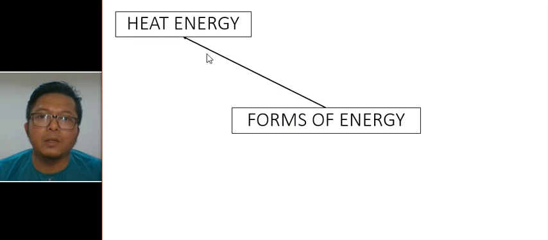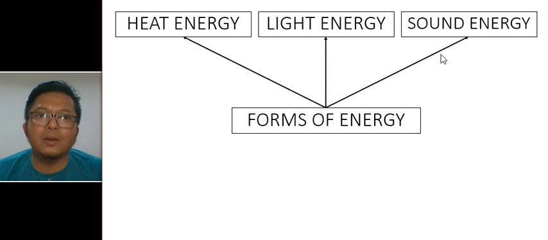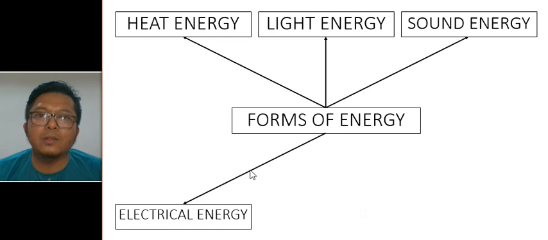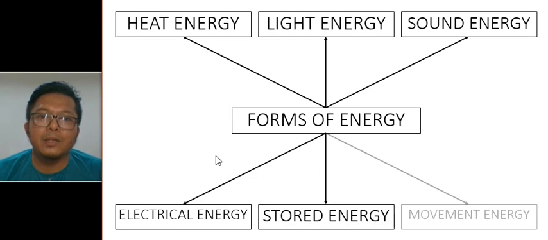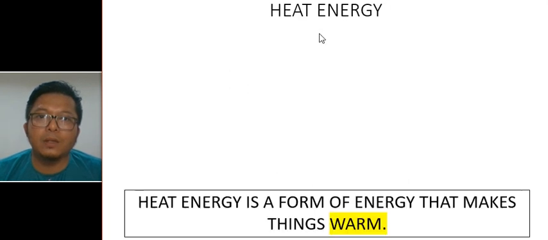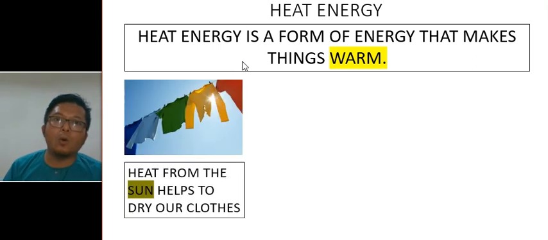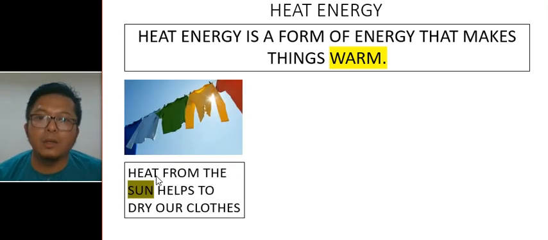Forms of energy. There are heat energy, light energy, sound energy, electrical energy, stored energy, and movement energy. There are six forms of energy. We start with heat energy. Heat energy is a form of energy that makes things warm. Jadi panas. Example, heat from the sun helps to dry our clothes.